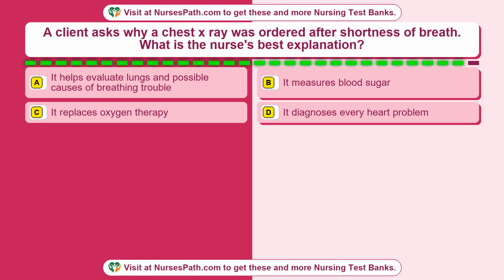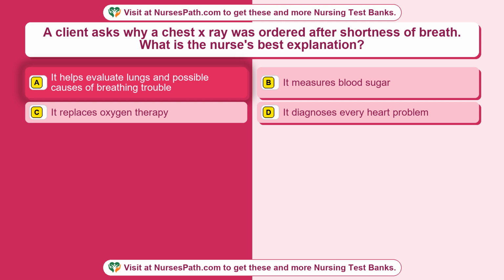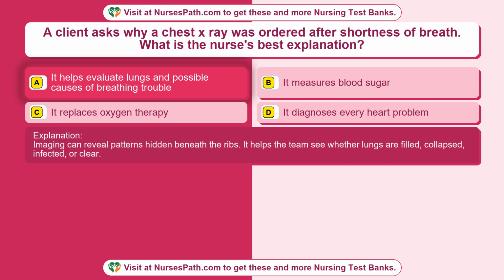Question 7. A client asks why a chest X-ray was ordered after shortness of breath. What is the nurse's best explanation? Option A. It helps evaluate lungs and possible causes of breathing trouble. Option B. It measures blood sugar. Option C. It replaces oxygen therapy. Option D. It diagnoses every heart problem. The correct answer is option A. It helps evaluate lungs and possible causes of breathing trouble. Imaging can reveal patterns hidden beneath the ribs. It helps the team see whether lungs are filled, collapsed, infected, or clear.